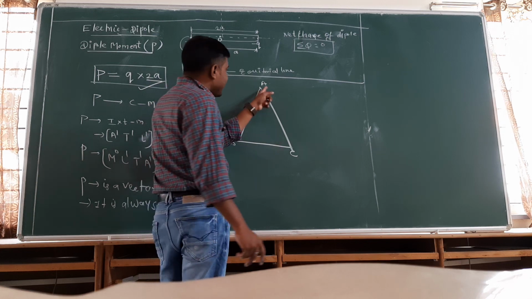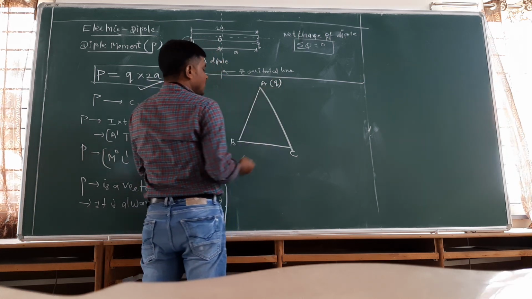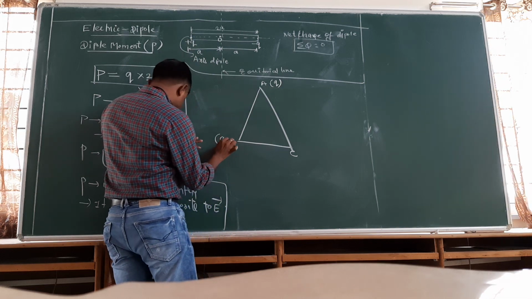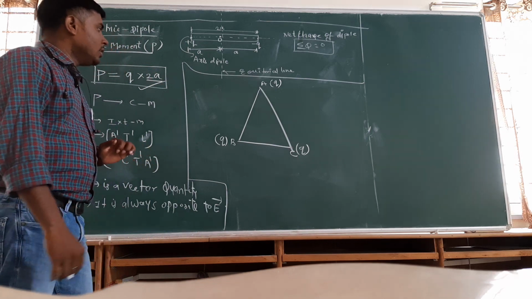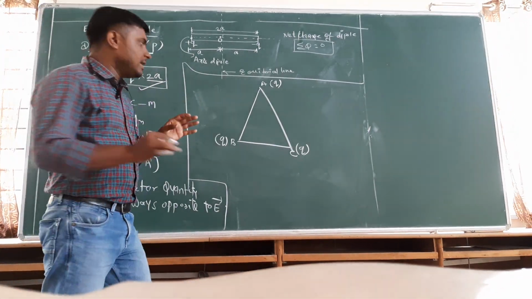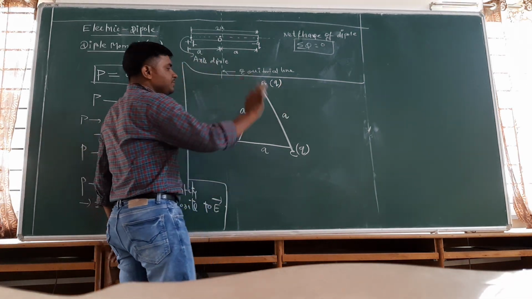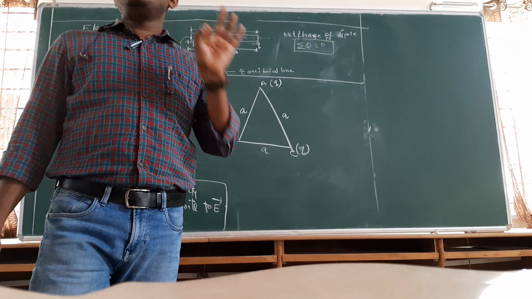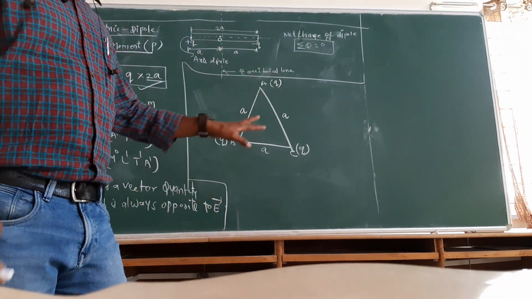All the three charges placed at these three vertices A, B, C have the same charge, Q, Q and Q. The question is, what is the net electric field? The side of the equilateral triangle is A, A and A. What is the net electric field at any of the vertices of an equilateral triangle?